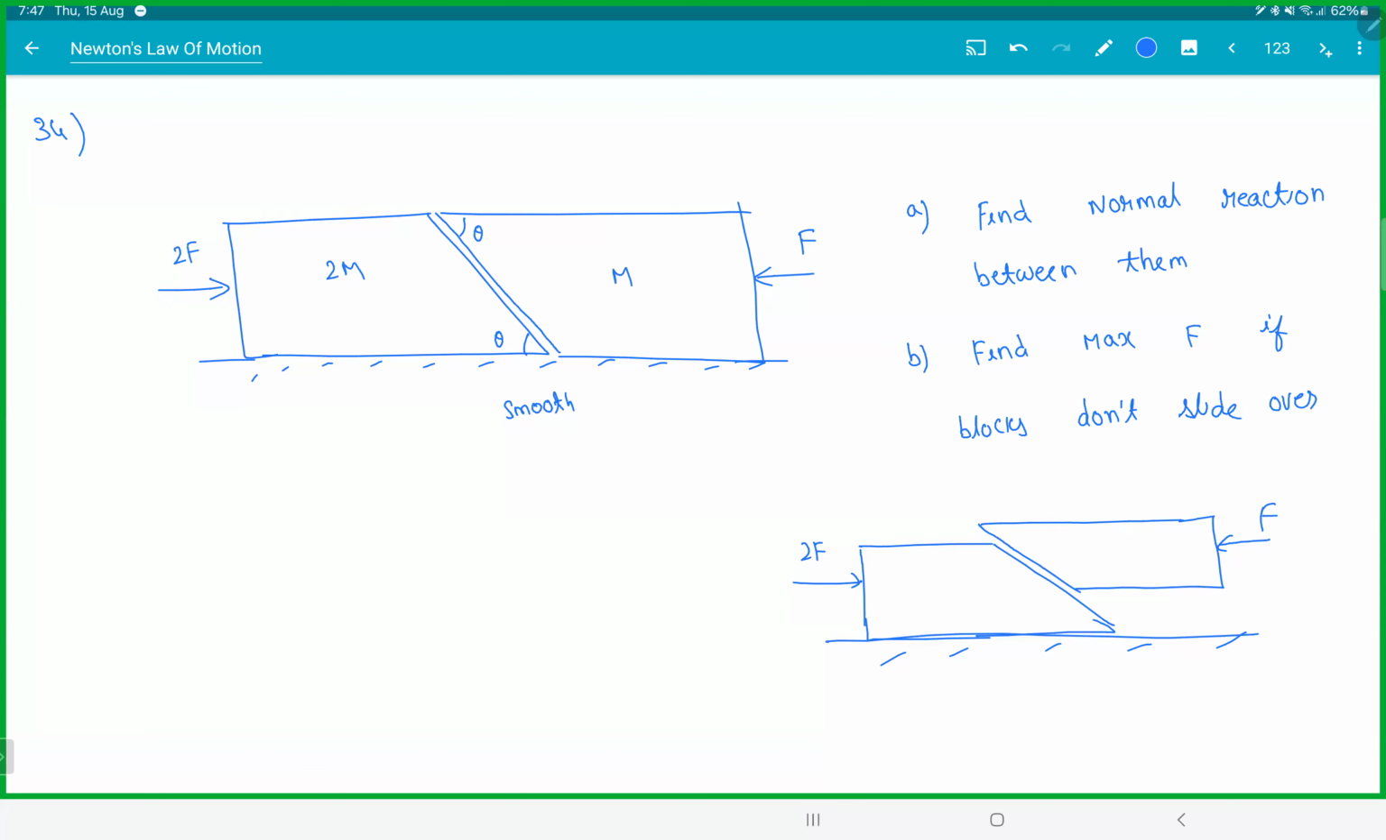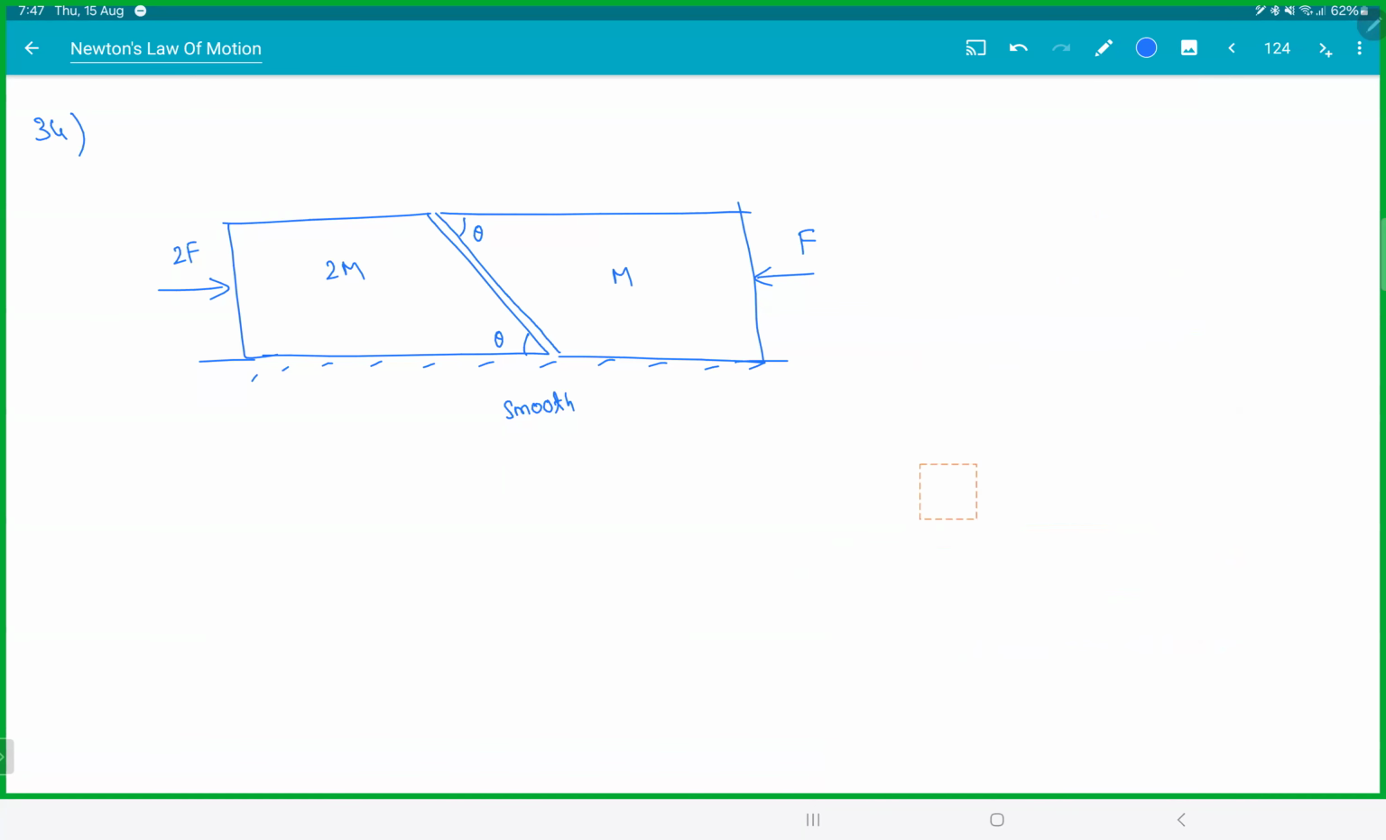Okay, let's see. Step one, choose a system, draw an FBD. No matter what problem I give, the story is always the same. Acceleration would be a. So this would be 2F minus F is equal to 3ma. So I get the acceleration F by 3m. Choose any one. I'll choose the right one.